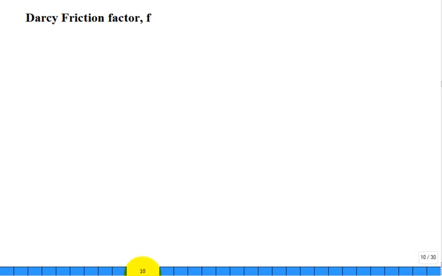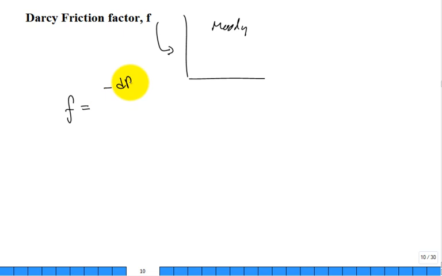So that Darcy friction factor, what was that? That was on the y-axis of the Moody diagram. All right. Now, what is it defined as? F is defined as negative dp dx times D divided by 1/2 rho um squared. Did I do that correctly?